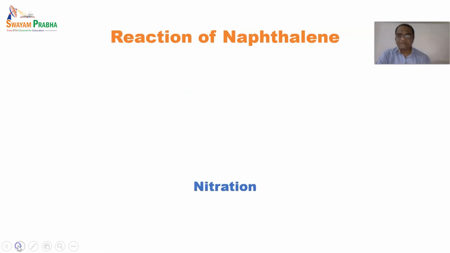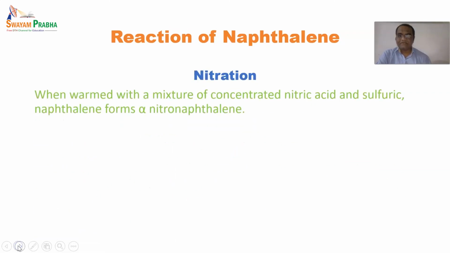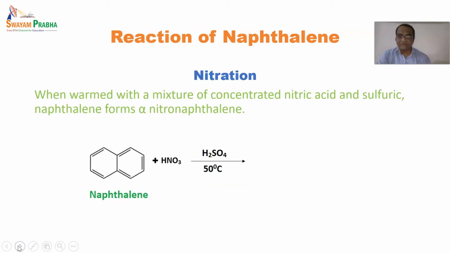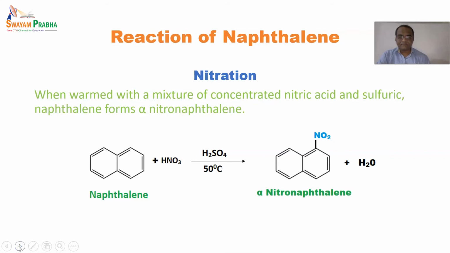The second reaction of naphthalene is nitration. When warmed with a mixture of concentrated nitric acid and sulfuric acid, naphthalene forms alpha nitronaphthalene. The structure of naphthalene is warmed at just 50 degrees Celsius. We require H2SO4 also, because without it the nitronium ion is not formed, and it gives alpha nitronaphthalene.